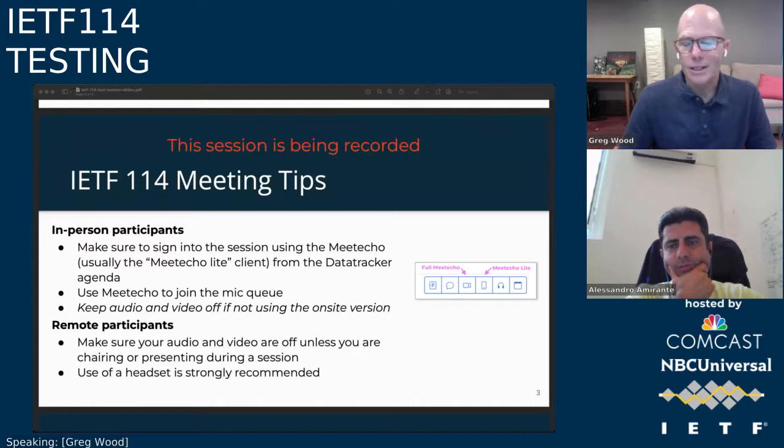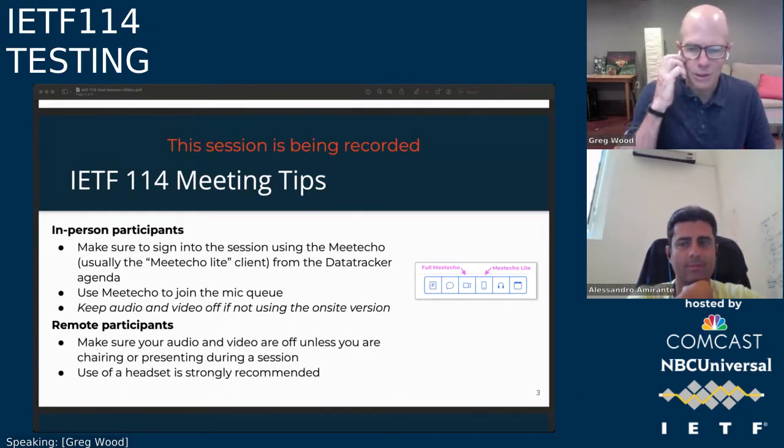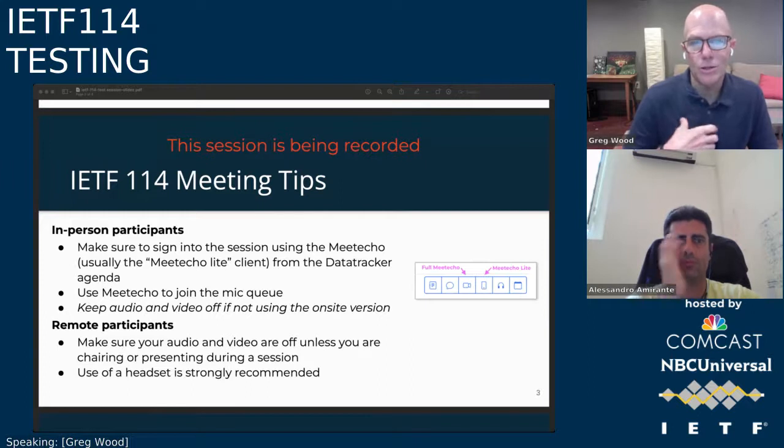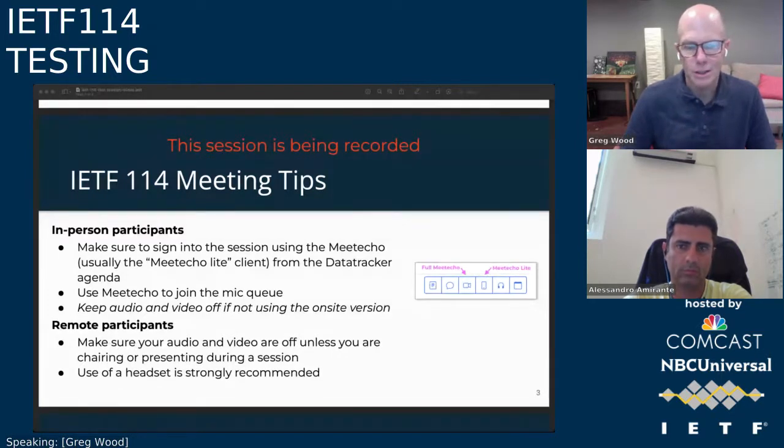Ah, that's a great question. So there is magic. When you click on the URL, either through the datatracker agenda or somewhere else for a session, you log in using your datatracker credentials, and Meetecho can tell from your roles in datatracker if you should be chair for a particular session. When I loaded the URL for this session, I was identified as a chair, and so I automatically have the chair roles and abilities.